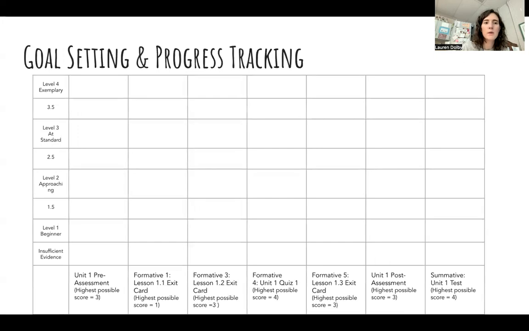Students throughout the year will be goal setting and progress tracking in each unit. They'll have it in their Google Drive, so they can always access that. You can always ask them to show you, and as we go through each pre-assessment and exit card, they'll be tracking their progress, and the goal is that over time they see growth by the time they get over here.